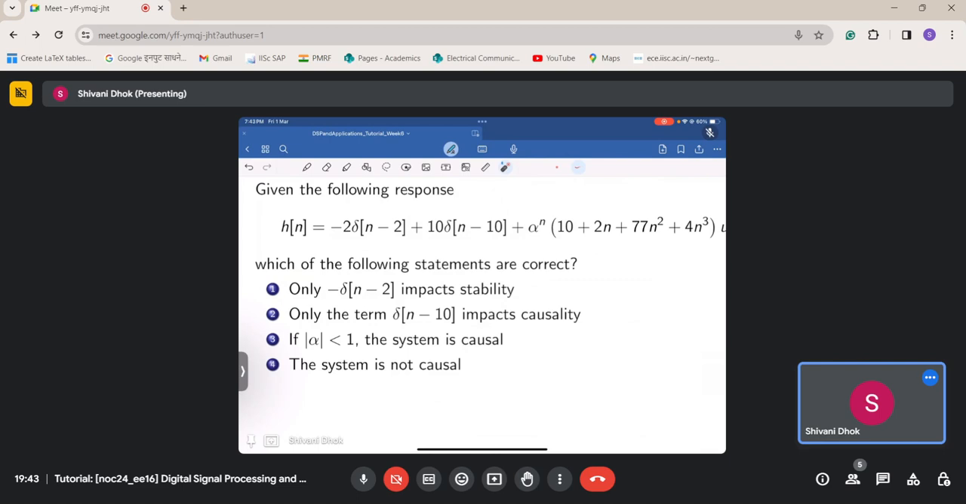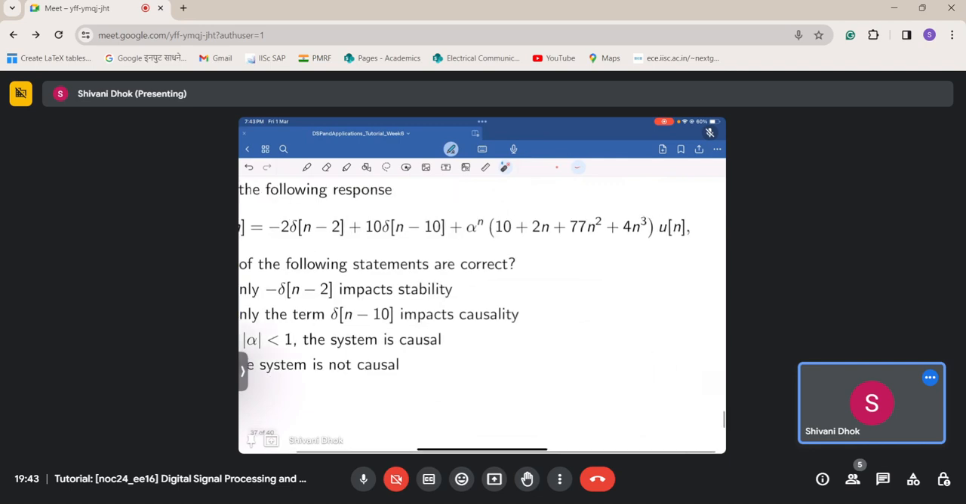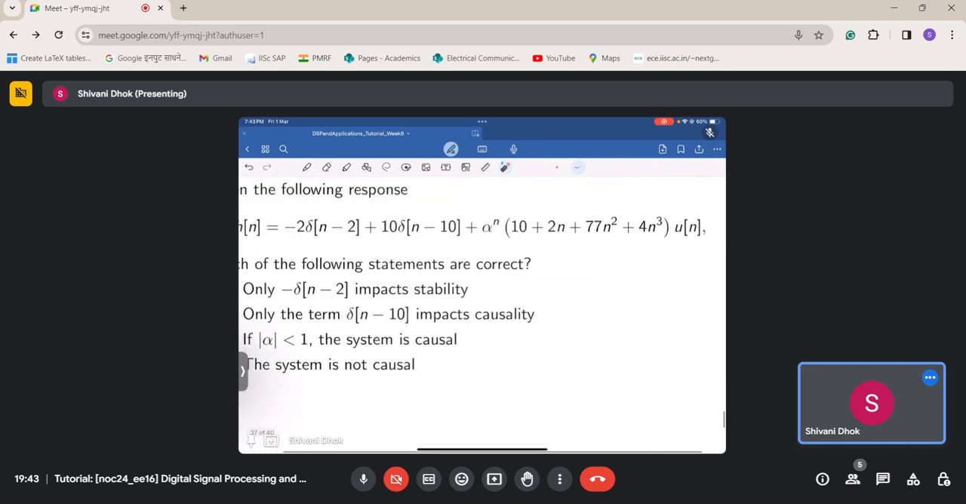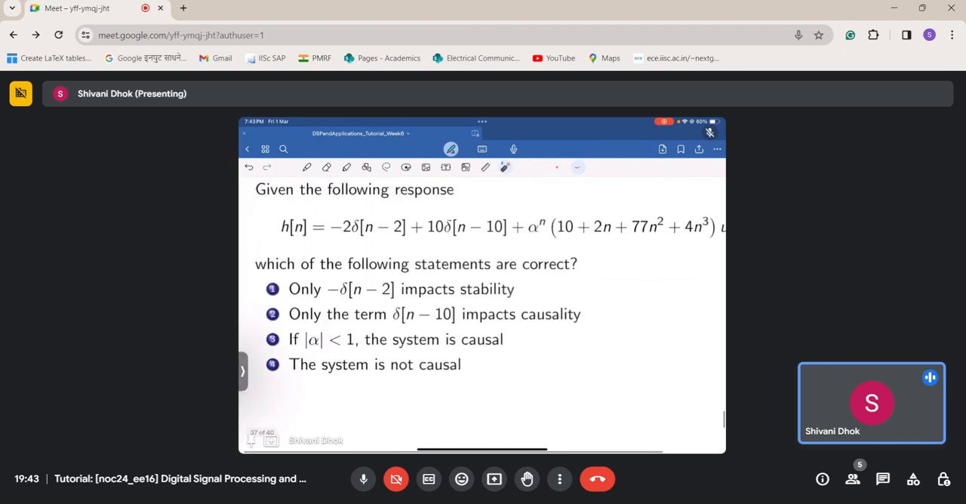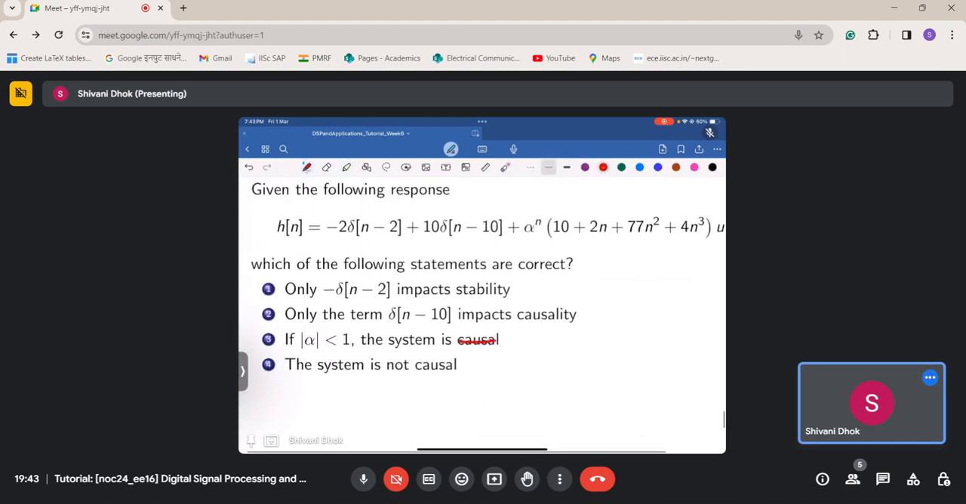Yeah, I made a mistake here. This shouldn't be causal, this should be stable. Or rather, I've missed one term: causal and stable. So if the magnitude of alpha is less than 1, then the system is causal and stable.